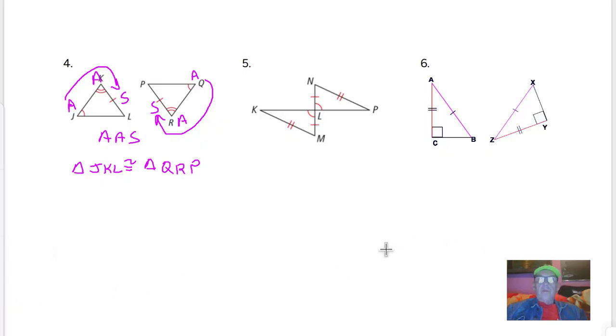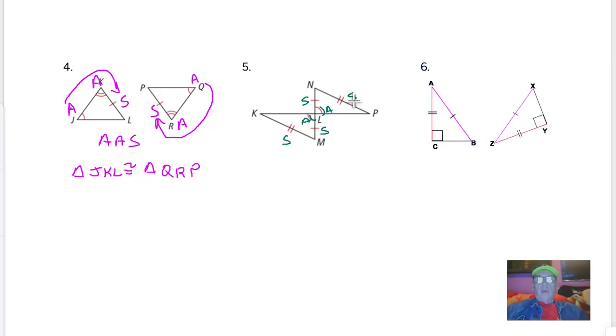Let's look at the next one. Okay, here these two angles are congruent because they're vertical angles. This side is congruent to this side. That gives us an S. This side is congruent to this side. That gives us another S. And this angle is congruent to the other angle. That gives us an A. So we have an SSA pattern.